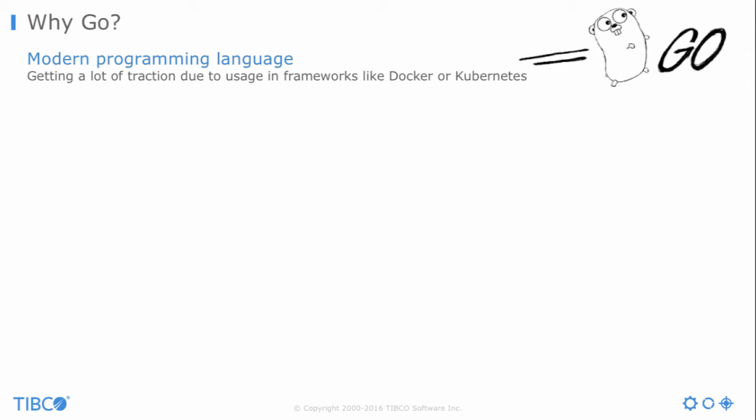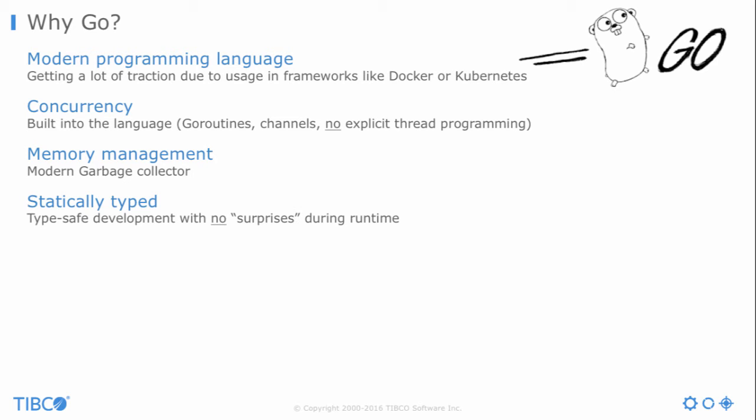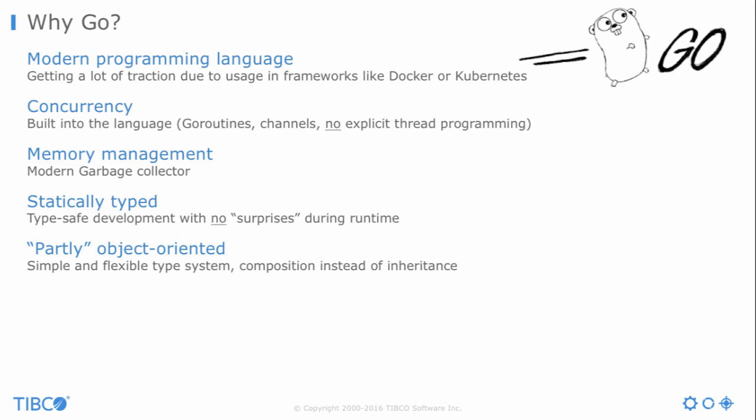But that's of course not the only reason. There are many more. For example, concurrency is built into the language with things like Go routines and channels. So you do not need explicit thread programming like you do in Java, for example. Memory management is much easier, also with a very modern and good garbage collector. And what I like most is that it's statically typed, in contrary to things like JavaScript or Ruby. So you have type-safe development with no surprises during runtime. And that's really a huge benefit for building IoT edge applications.